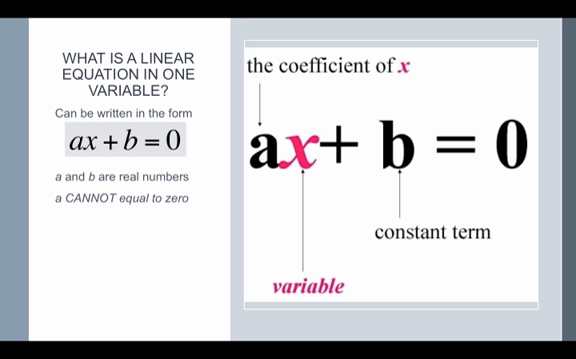It can be written in the form ax plus b equals 0, where a and b are real numbers and a cannot equal 0, meaning we don't just have a number, we actually have an x term. And the biggest thing to note here is that x is just to the first power. We don't have an x squared, we don't have a square root of x, we only have an x term with x to the first power and possibly a constant term.